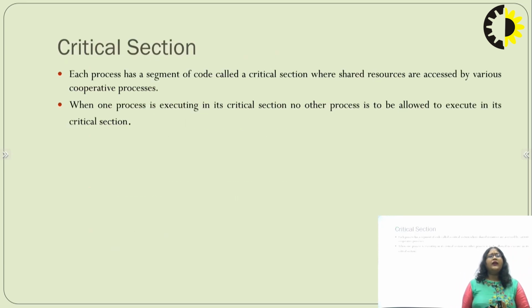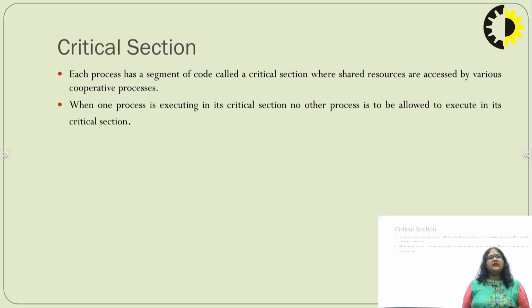Now what is the critical section? Basically it is a code segment. In each process, the code segment where shared resources are accessed by the various cooperative processes is called the critical section. I already explained the cooperative process. So the critical section is a code segment in which the shared resources are used by the various cooperative processes. This is a very simple definition of the critical section.